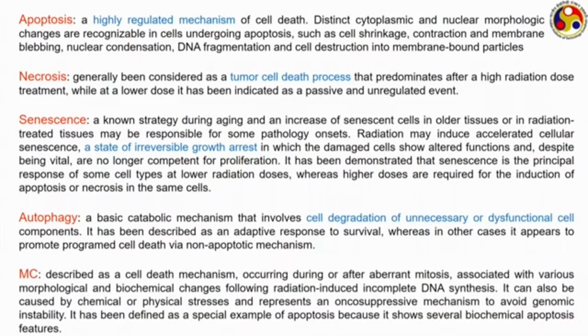It is described as a cell death mechanism occurring during or after aberrant mitosis associated with various morphological and biochemical changes following radiation induced incomplete DNA synthesis. It can also be caused by chemical or physical stresses and represents an oncosuppressive mechanism to avoid genomic instability. It has been defined as a special example of apoptosis because it shows several biochemical features which are quite similar to apoptosis. Now, as we have repeatedly mentioned, the way different tissues respond to radiation is not the same.